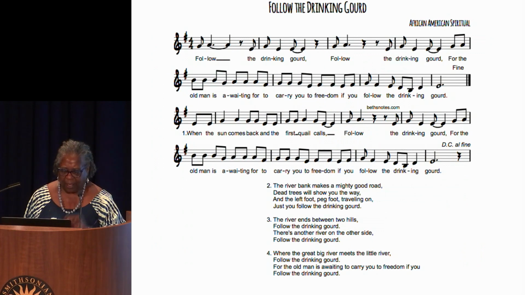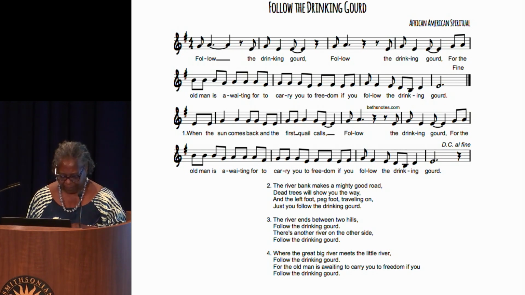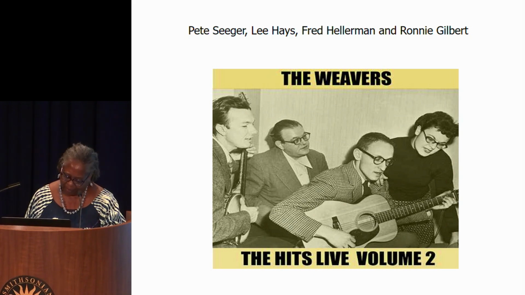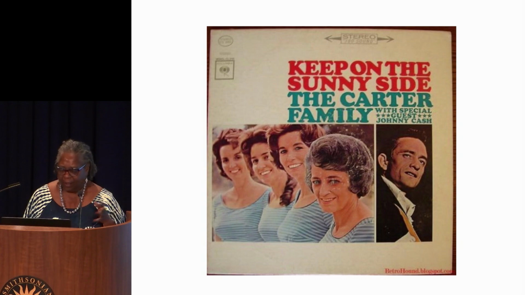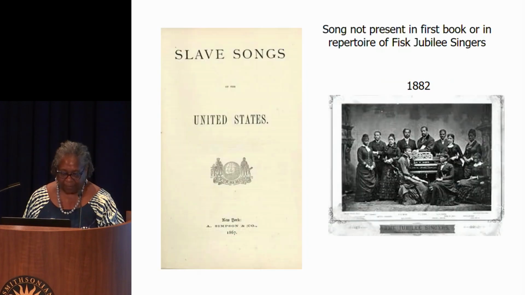You see people running away, and here's some of the lyrics for the Drinking Gourd song, which presume to tell you who to meet, when to meet there, where to meet, so that you could get away on the Underground Railroad or make contact with the Underground Railroad. This song came into wider use during the folk song movement of the 1940s and 50s and was sung by many people, including the Weavers and other people I don't have time to mention now, the Carter family, Johnny Cash, Richie Havens. A lot of people sing Follow the Drinking Gourd.